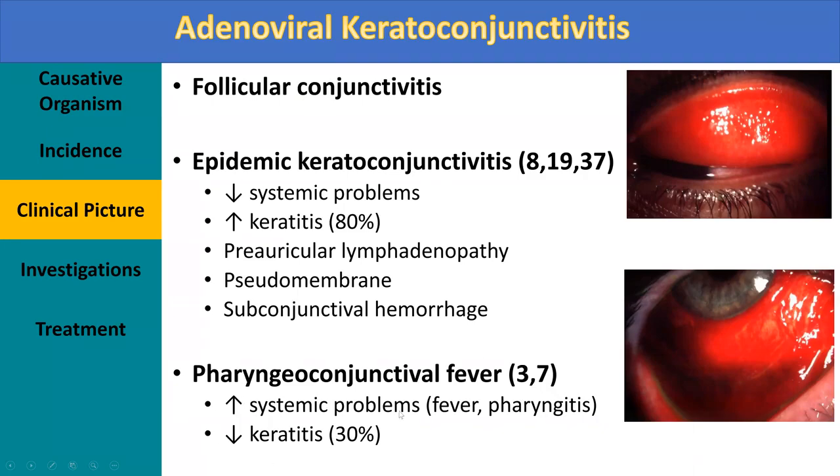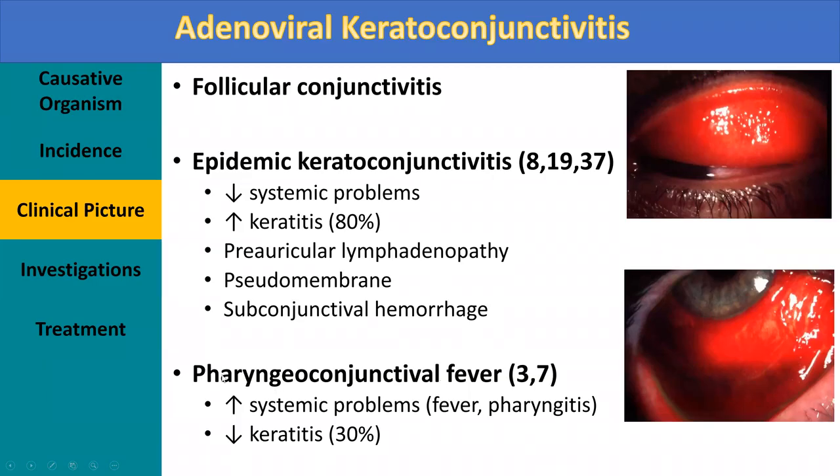For the pharyngoconjunctival fever, it is serotypes 3 and 7, it will have more incidence of systemic problems. These systemic problems will be fever and pharyngitis, as the name implies, pharyngoconjunctival fever. So pharyngitis and fever. And the name of the first series is epidemic keratoconjunctivitis. So as the name implies, it more commonly causes keratitis.